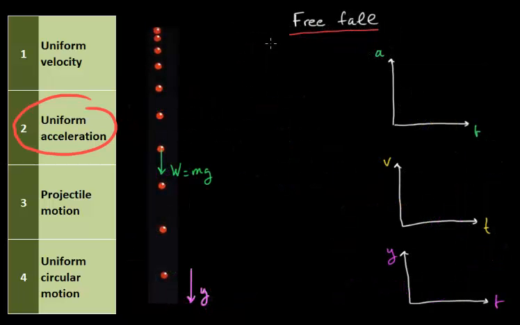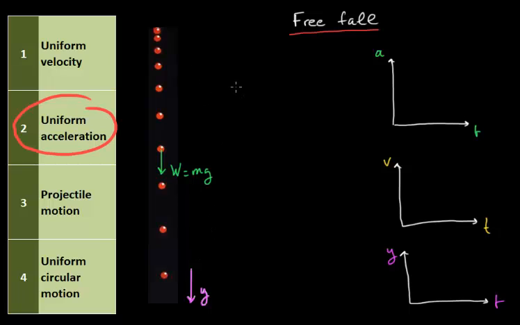So now let's analyze free fall, which is a very classical example of uniform acceleration, and I suggest you pause the video and try to come up yourself with what the a-t, v-t, and y-t graphs will be, knowing that y is the displacement in the downward direction. Okay, so here's the answer.